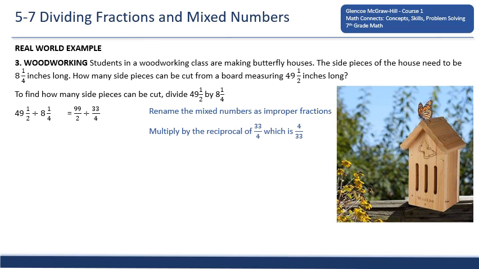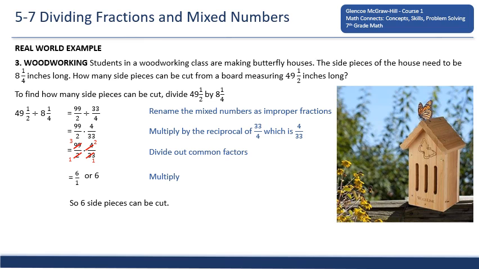Now we need to multiply by the reciprocal of 33 over 4. So 99 over 2 times 4 over 33. And we can simplify common factors. So 2 goes into 4 twice, 2 goes into 2 once. 33 goes into 99 3 times, 33 goes into 33 1 time. Now we can multiply across. We get 6 over 1, and we can simplify that to 6. So 6 side pieces can be cut.